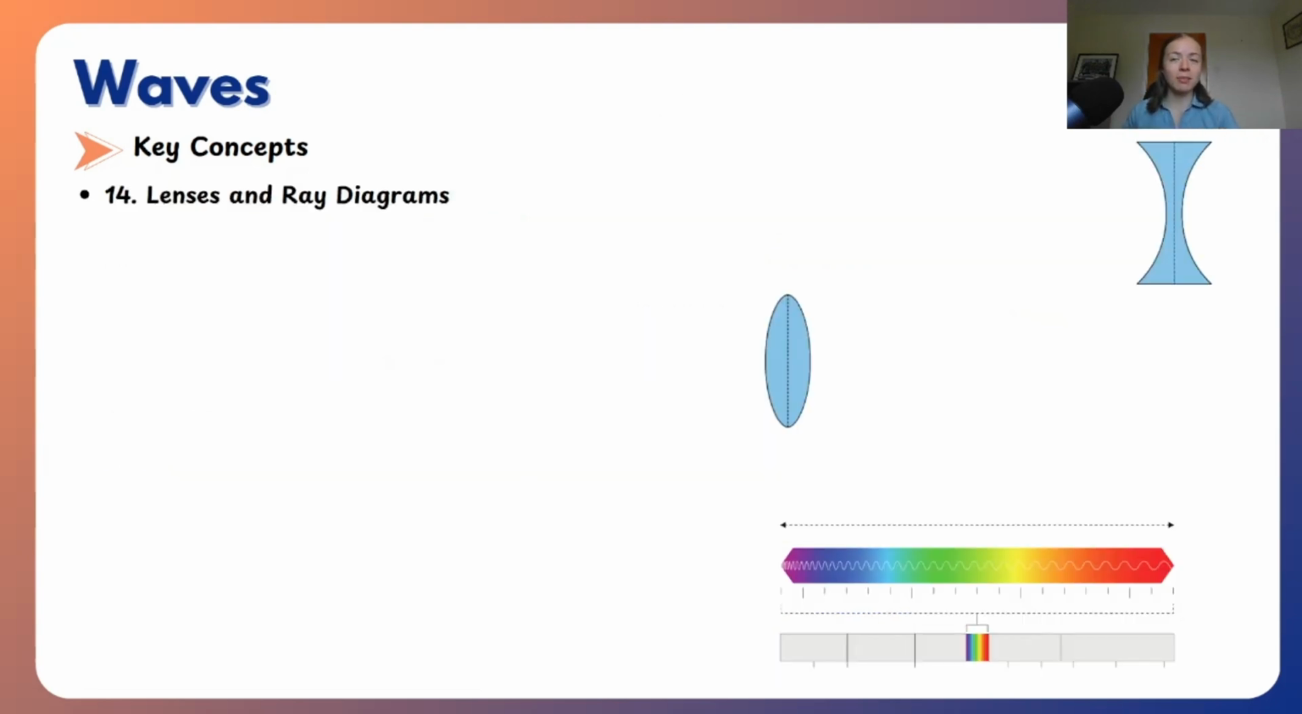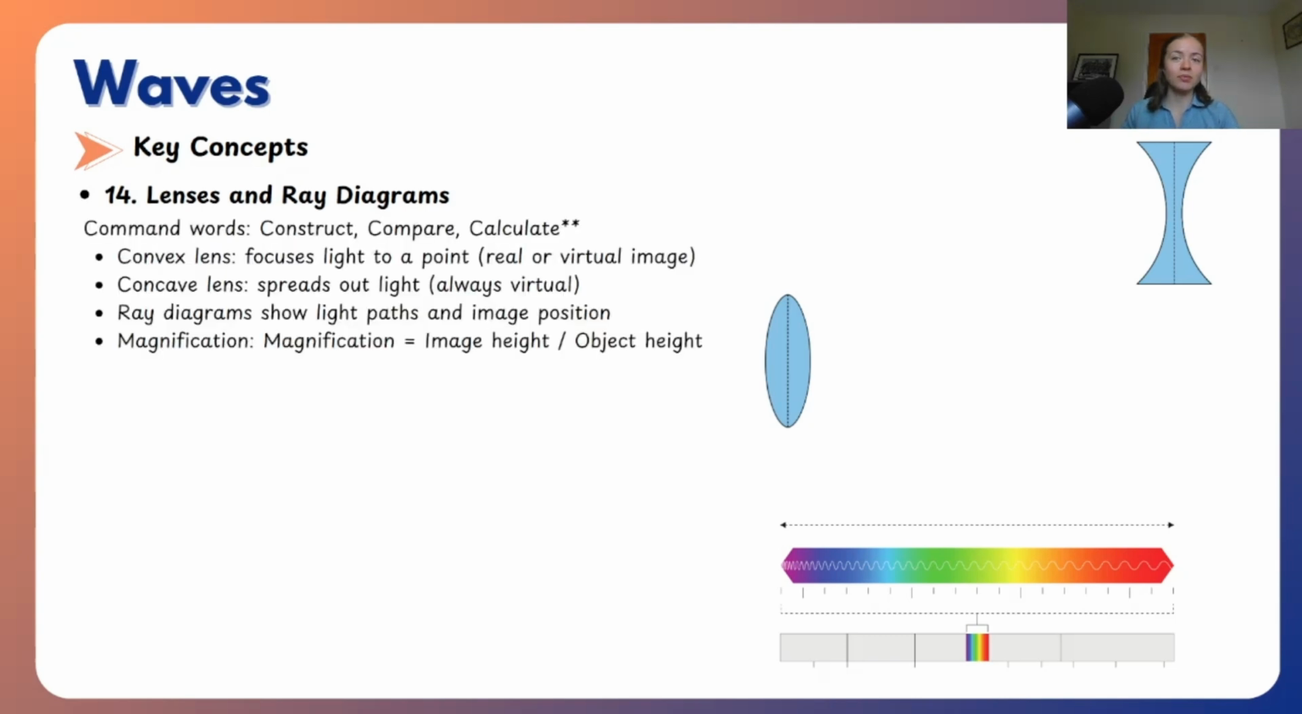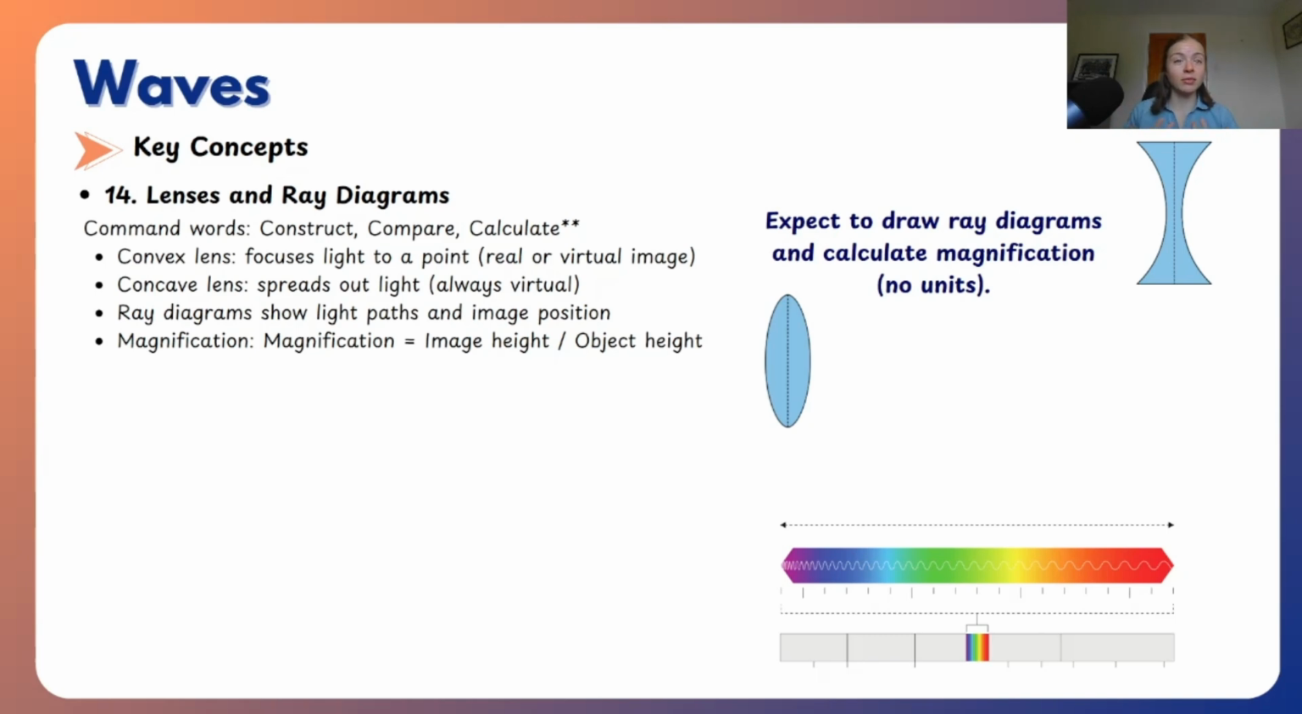And we also want to be talking about lenses and ray diagrams in waves as well. So we need to know the uses of convex lenses, which focus light to a point, and concave lenses, which spread out light. And ray diagrams can be used to show these light paths and image positions. And we also need to be able to use the magnification equation, which is image height divided by object height, in order to explain how lenses and ray diagrams are used. So expect to draw ray diagrams and calculate magnification to show that you understand how lenses are used for practical purposes. If you're a physics tier student, you also need to know about visible light and its relation to colour.